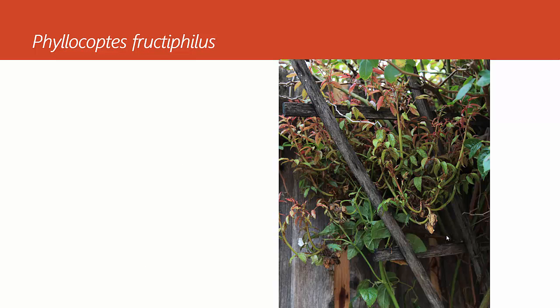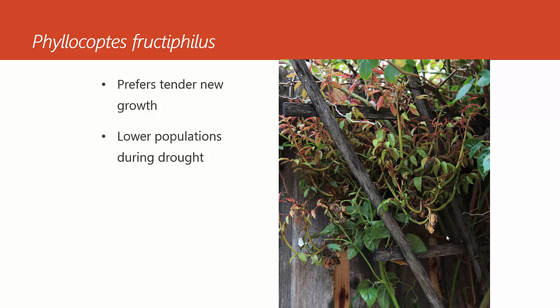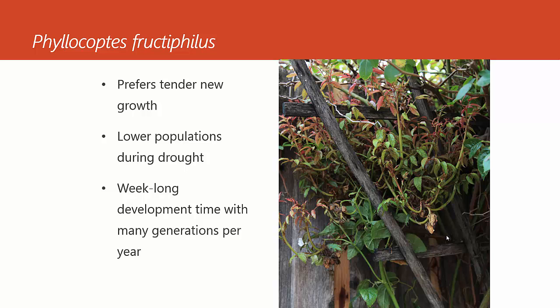Now we do know that the mite seems to prefer the tender new growth of a plant, and that drought has negative effects on the mites. When it's really hot and dry, the mite populations go down also. Now, one of the things that's especially challenging about this mite is it reproduces extremely quickly. It only takes a week for it to go from the egg stage to an adult stage. So that's an extremely short generation time for these mites, which should give us some respect for the potential of these mites to infest our rose plants.